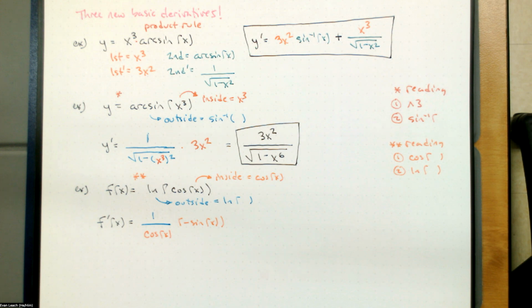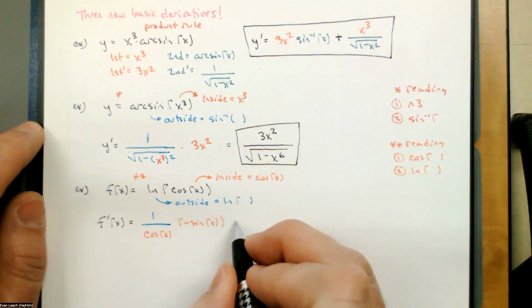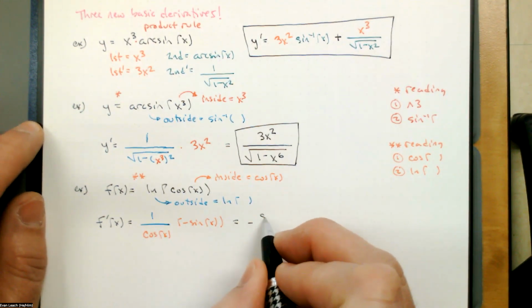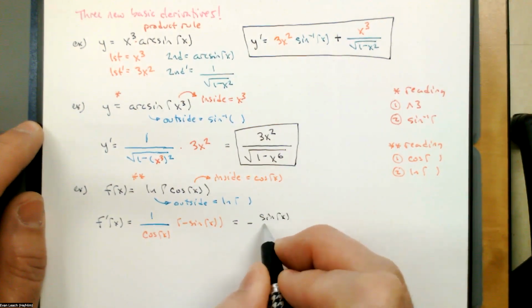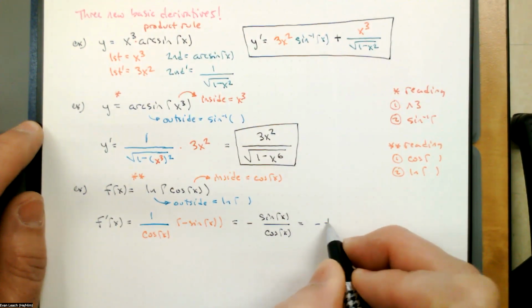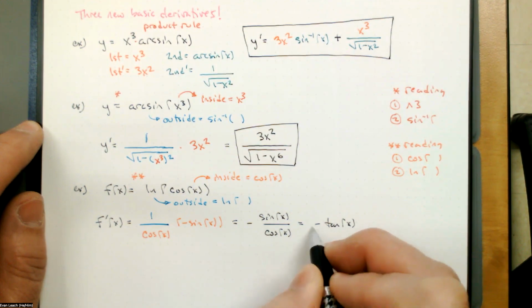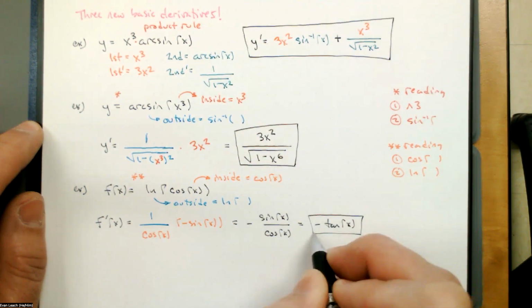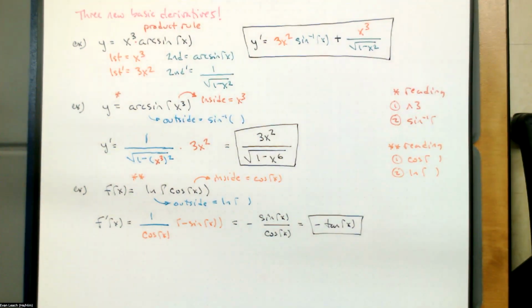Wouldn't want to leave it like this. This seems a mess, so we might want to write this as negative sine over cosine. But we have another word for negative sine over cosine. What's another word for sine over cosine? Tangent. So the derivative of the natural log of cosine is negative tangent x.